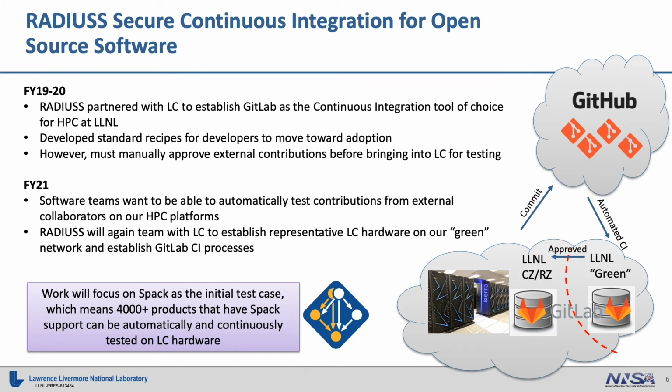So the plan here is to put some mirrored hardware outside the lab firewall and have some GitLab runners that will monitor pull requests on GitHub and do the testing there. And if it doesn't pass, make a notice back to the developer for them to make sure that their contributions work in our environment before we go through accepting them into the main line of our code. And because we're using Spack as the initial test case here, Spack itself builds 4,000 plus products, so all of those will end up being tested regularly on Livermore Computing style hardware.